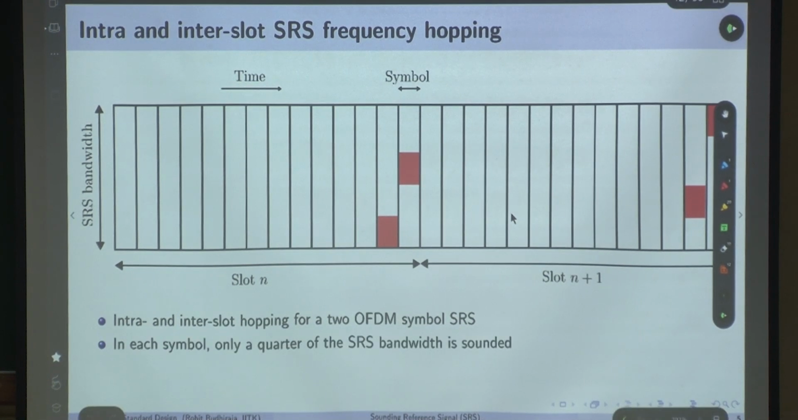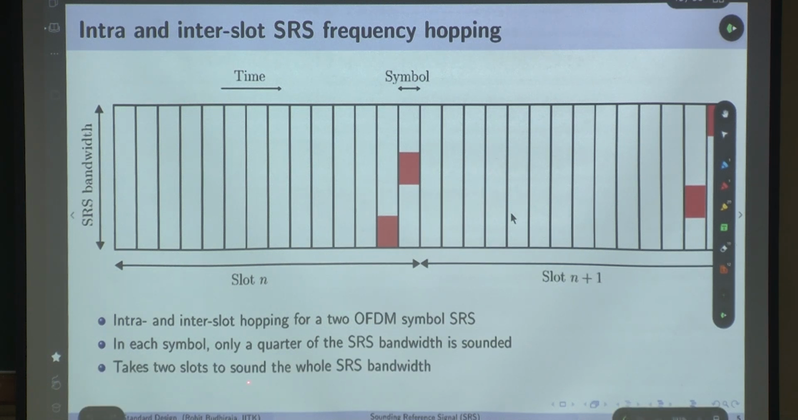In each symbol you see that only a quarter of the SRS bandwidth is sounded. So that is a 6 dB increment. The same 250 milliwatt of power is used only for this, and the same 250 milliwatt is used only for this. Again, straight away the 6 dB SRS power budget gets increased. So these are the different ideas of using SRS hopping.